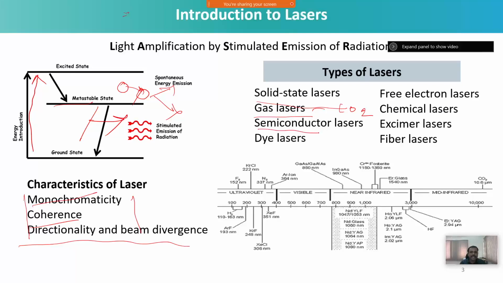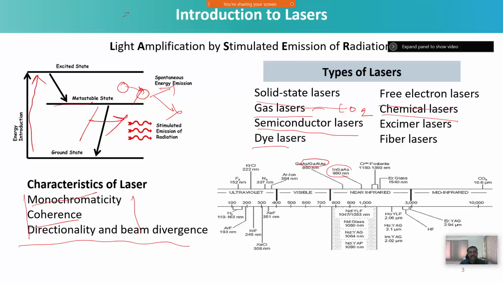Then using semiconductor devices also you can create laser energy, like a lot of semiconductor lasers are available, like gallium arsenide, gallium aluminum arsenide, indium gallium arsenide, all those things. And using a chemical dye you can generate a laser. You can even use a free electron laser, and with chemical lasers, a sudden chemical reaction can generate laser energy.